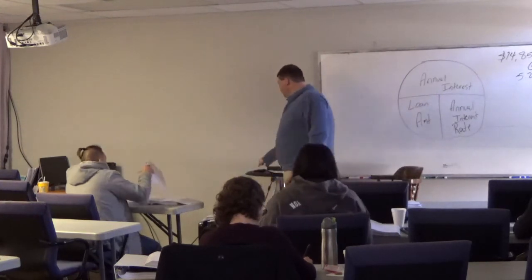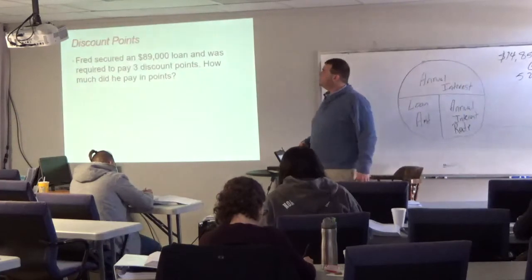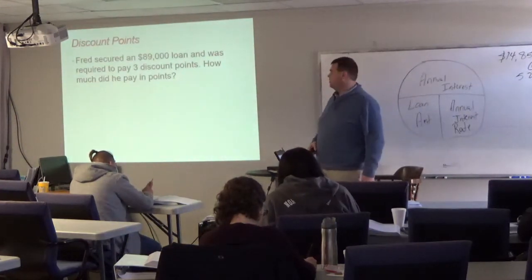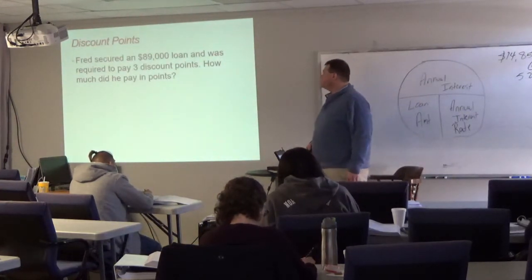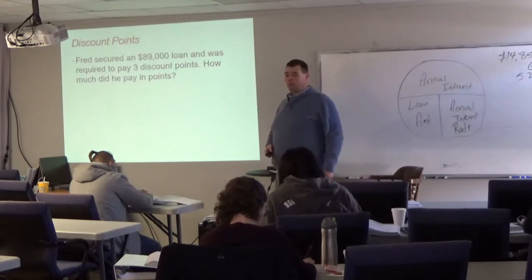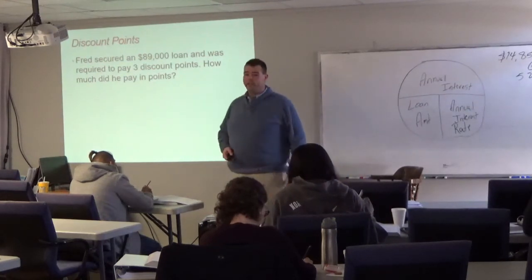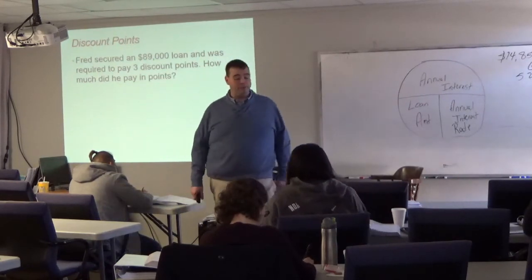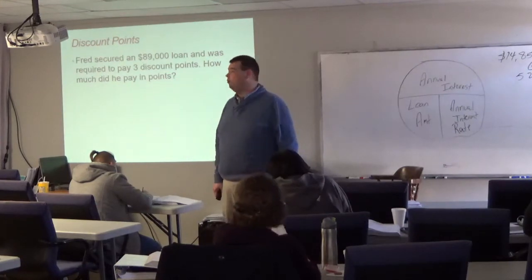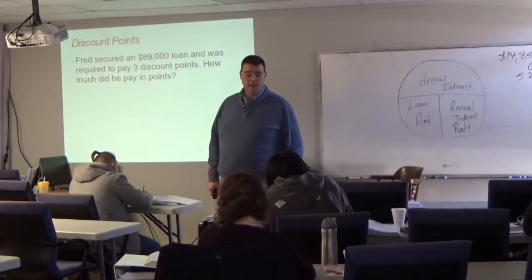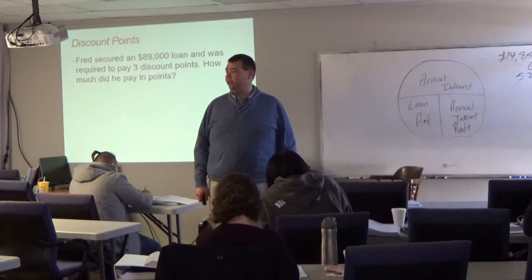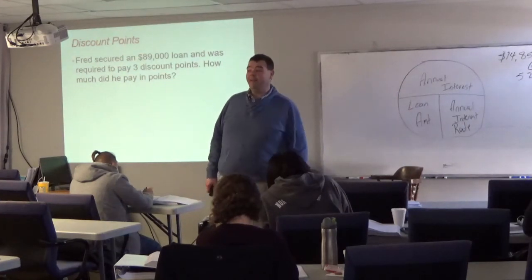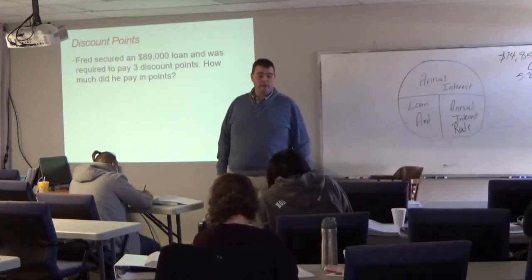So look at this example. It says Fred secured an $89,000 loan and was required to pay 3 discount points. How much did he pay in points? Well, how much is each point going to cost? 1% of the loan amount. So the first thing you need to do is figure out what 1% of the loan amount is to get the amount per point. And that's $890, right? And how many points are we buying? 3.